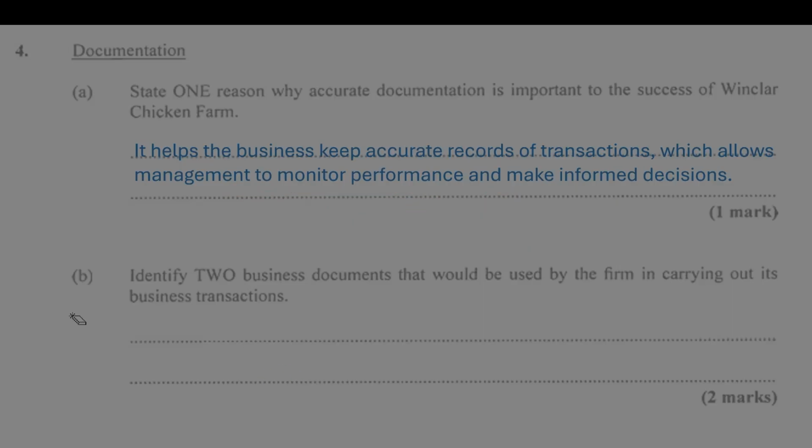Part B, identify two business documents that would be used by the firm in carrying out its business transactions. So two business documents that the firm would use in carrying out business transactions. So some simple documents that the firm uses in carrying out transactions is an invoice, a purchase order, a receipt, or a check.